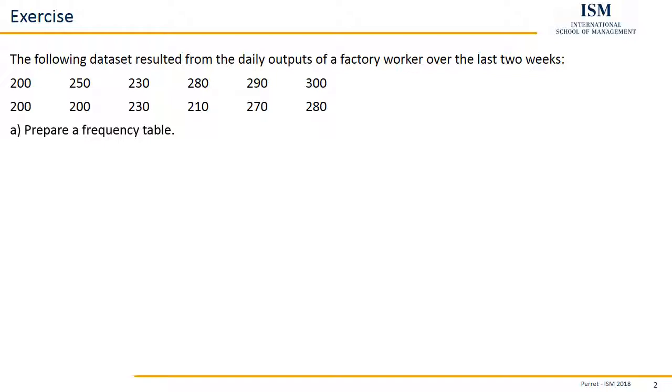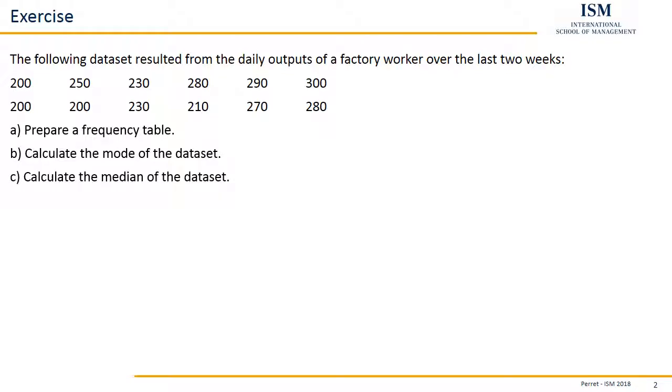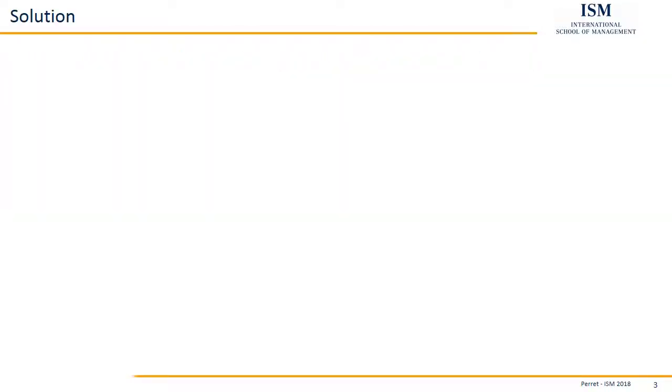First off, prepare a frequency table. Second, calculate the mode of the dataset. Third, calculate the median of the dataset. And finally, calculate the arithmetic mean of the dataset. Well, let's jump right in. Before we can, however, jump, we need to do some preparatory work.